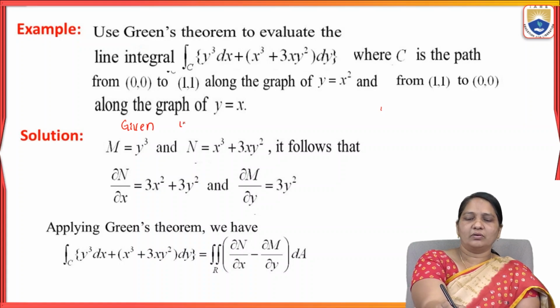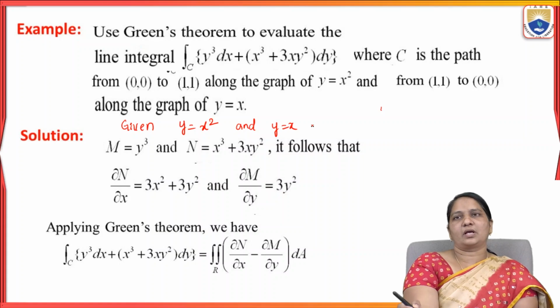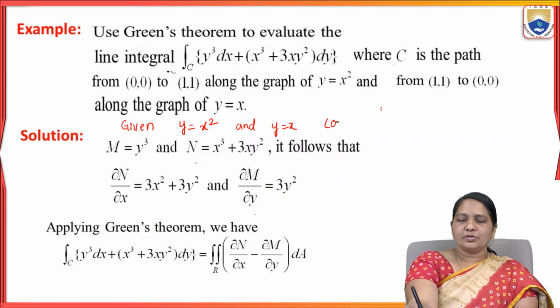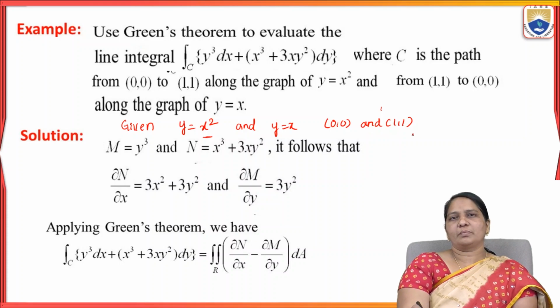They are given the graph y equals x squared, and one more graph, that is y equals x, and they gave the points along the path, that is 0, 0 and 1, 1. So one graph is from 0, 0 to 1, 1 and another graph is from 1, 1 to 0, 0.